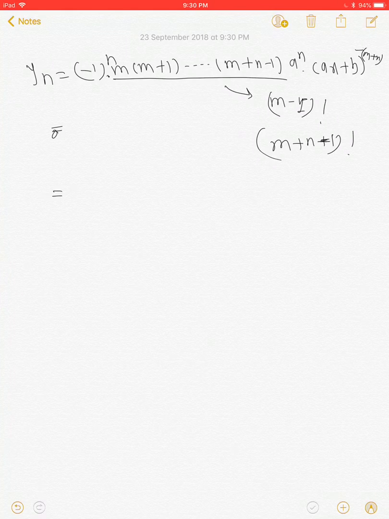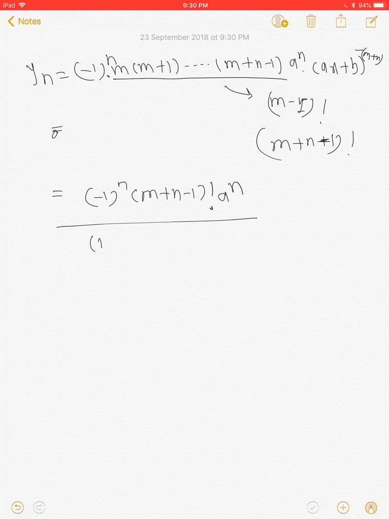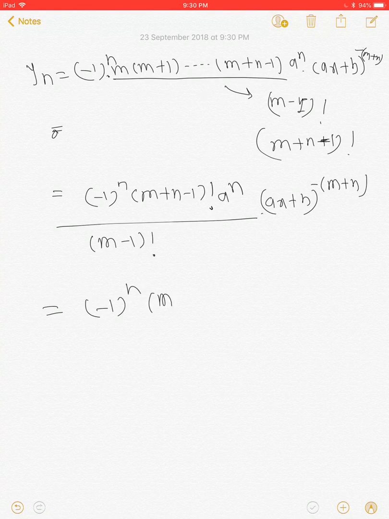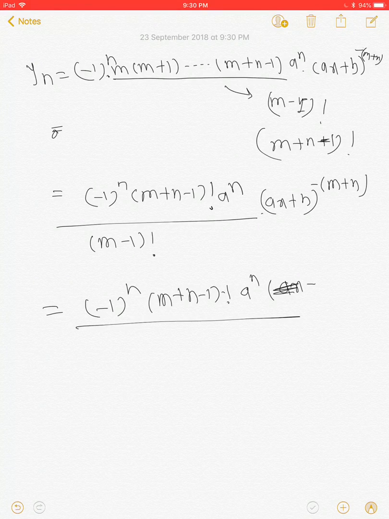So we can write this as minus 1 raised to the n, m plus n minus 1 factorial into a raised to the n, upon m minus 1 factorial into (ax plus b) raised to the minus of m plus n. So this can be written as minus 1 raised to the n, m plus n minus 1 factorial into a raised to the n, upon m minus 1 factorial into (ax plus b) raised to the m plus n. This is by using the rules of indices.